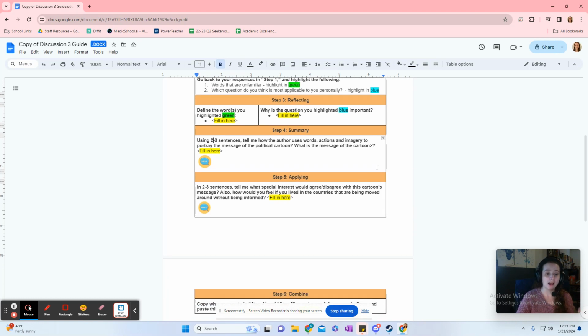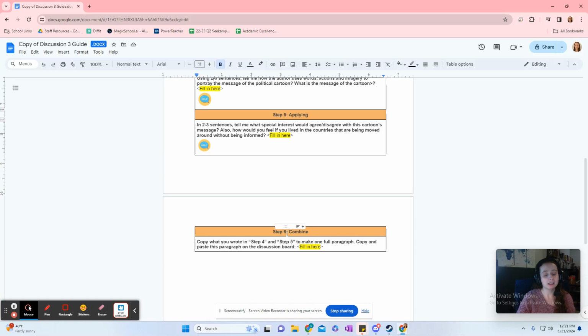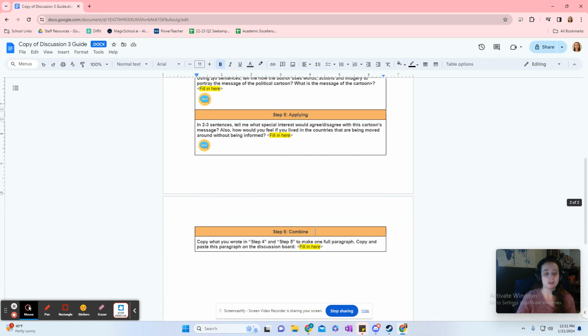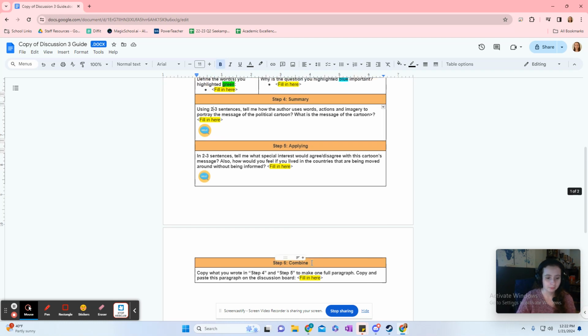And then for step 6, you can just combine them. Step 6 is the only one that you can really skip, because you're essentially doing that in your discussion post. You're just combining step 4 and 5. So it just makes it easy if you combine them right here to copy and paste into your discussion board.